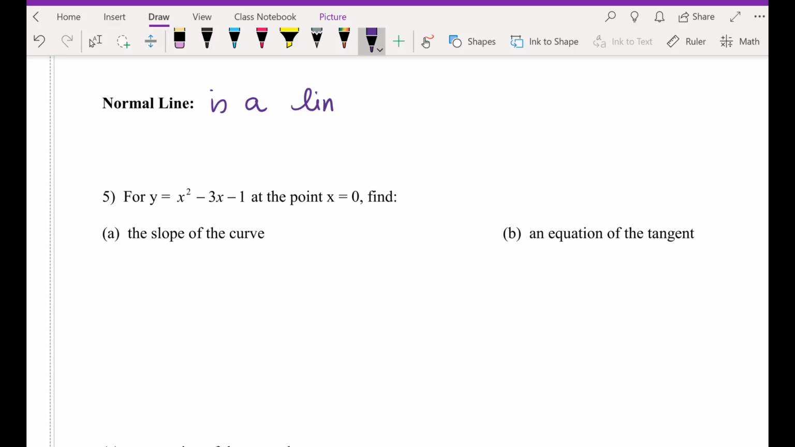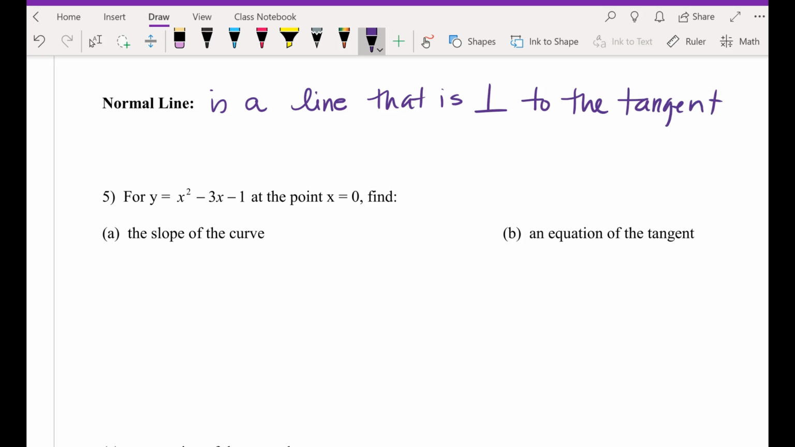A normal line is a line that is perpendicular to the tangent at the given point.